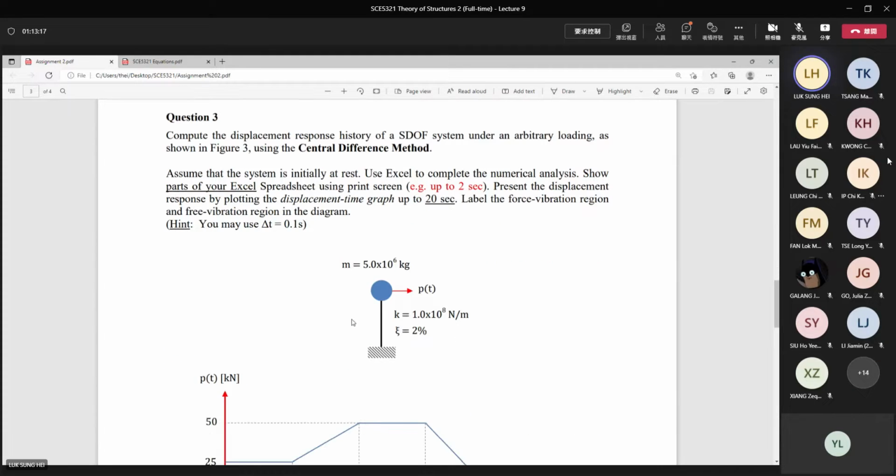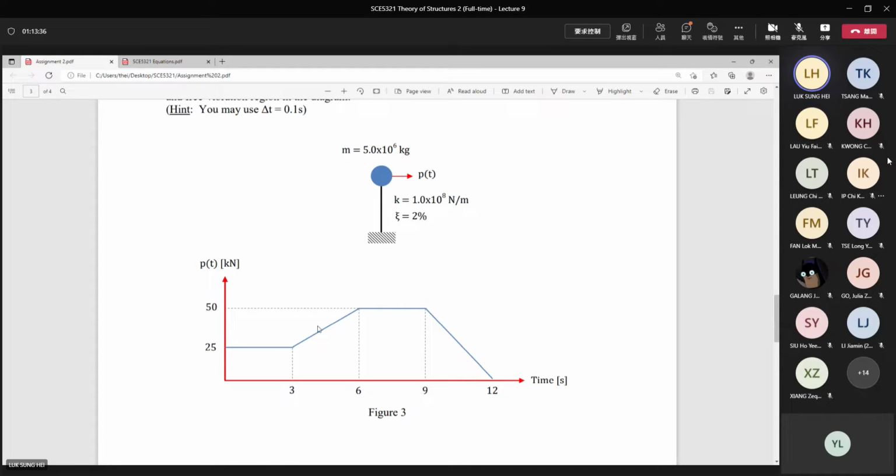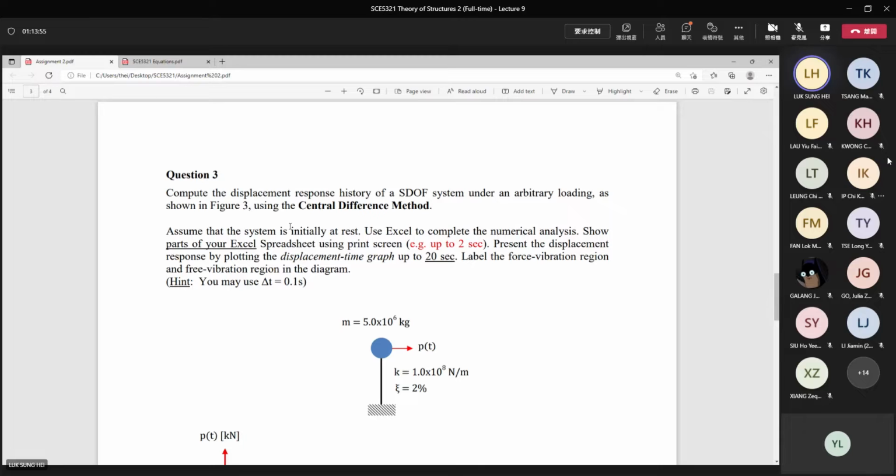Question 3. Question 3 tests the idea about numerical method. Here I select the central difference method because this one is easier to implement. You first make your Excel spreadsheet for the central difference method, and then calculate the response of these structures under this loading. This is a loading with some well-defined values. You cannot express the loading mathematically, but you can find the coordinates at different points easily. So you can use Excel to solve this problem. I give you some suggestions here.